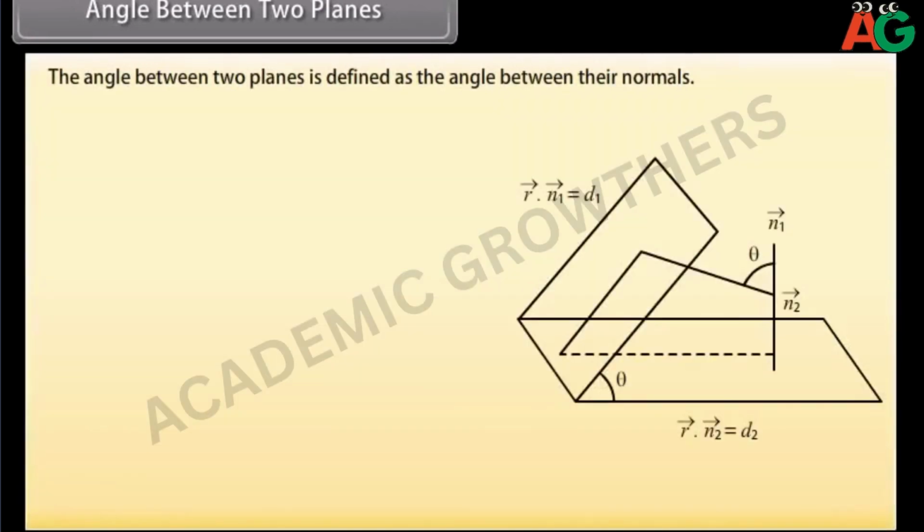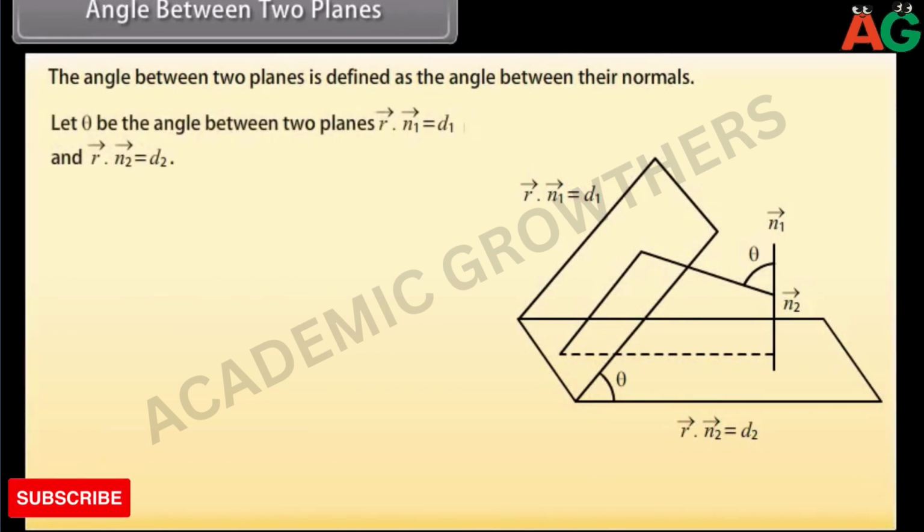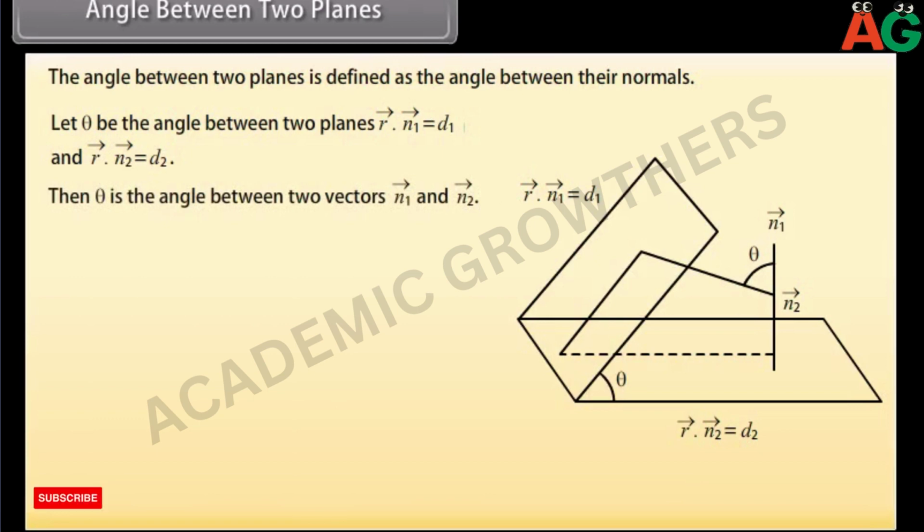Angle between two planes. The angle between two planes is defined as the angle between their normals. Let theta be the angle between two planes. Dot product of vector r and vector n1 equals d1 and dot product of vector r and vector n2 equals d2. Then theta is the angle between two vectors n1 and n2.